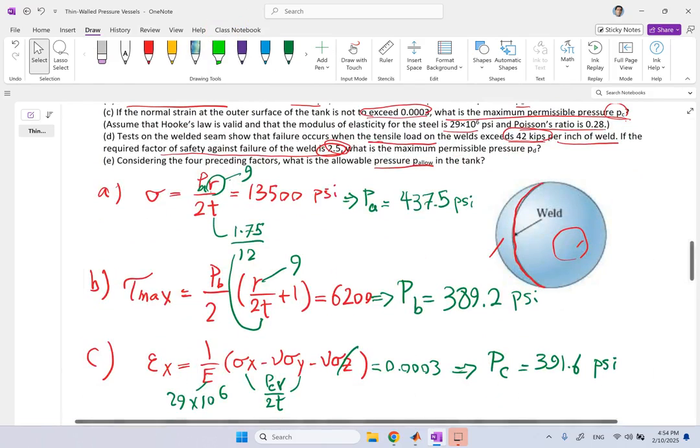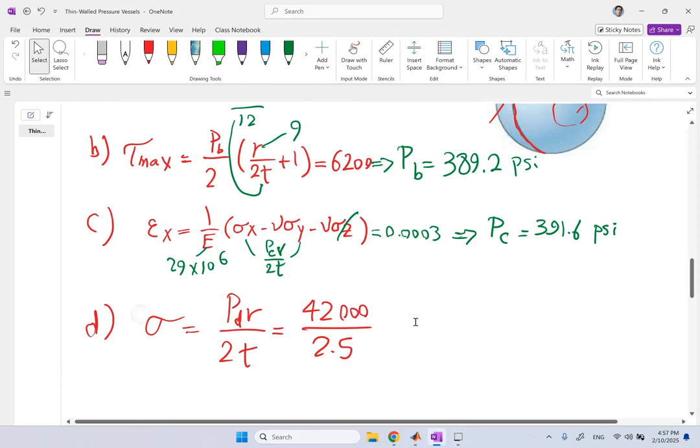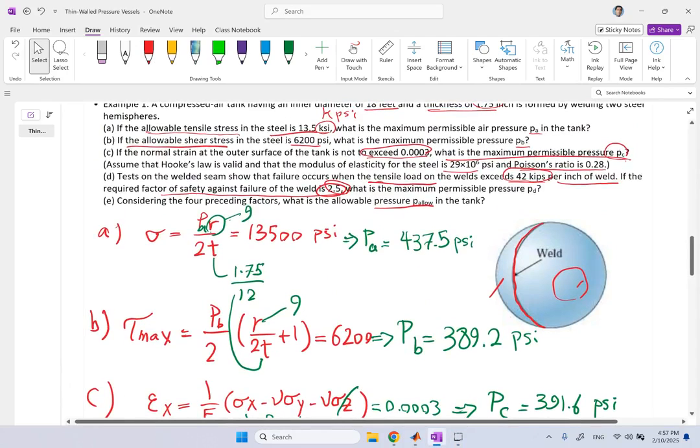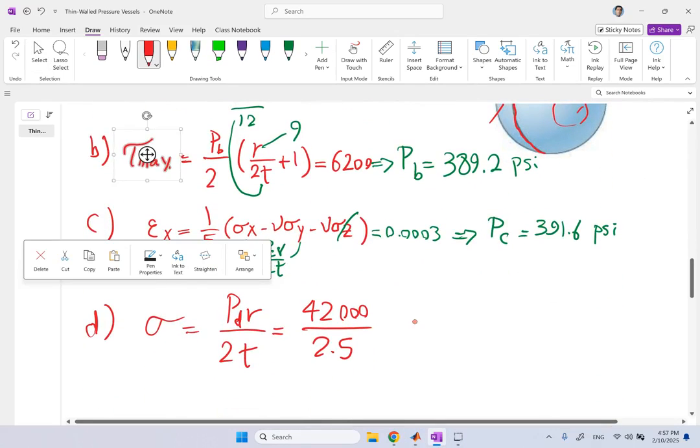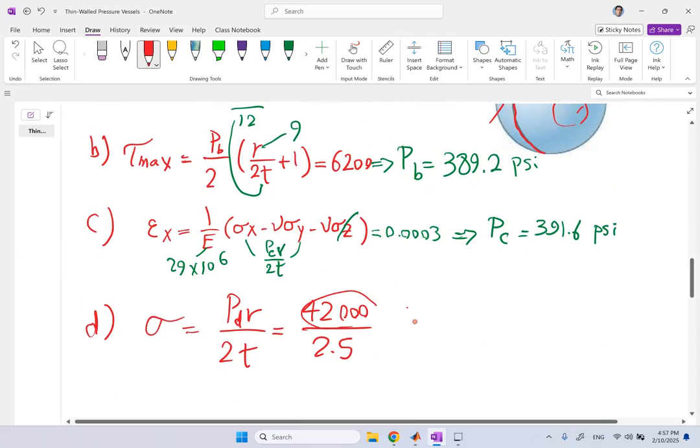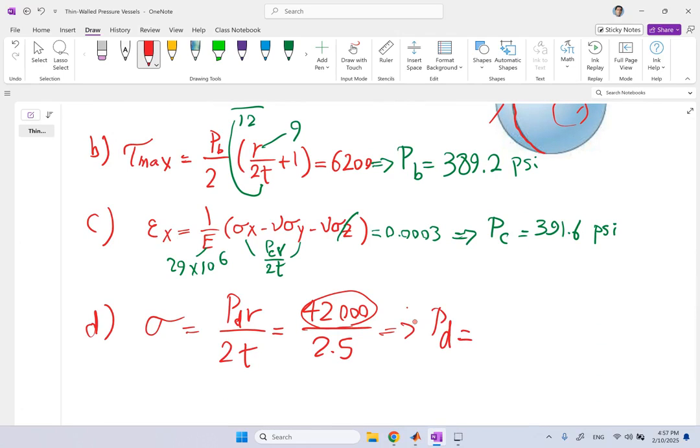And if we solve for P, now one thing you have to pay attention to is this 42,000 that we just have, kpsi. This is per inch of the weld. Okay, so the unit of that is also going to be psi. And from here, if you solve for PD, this is going to be 311 psi.